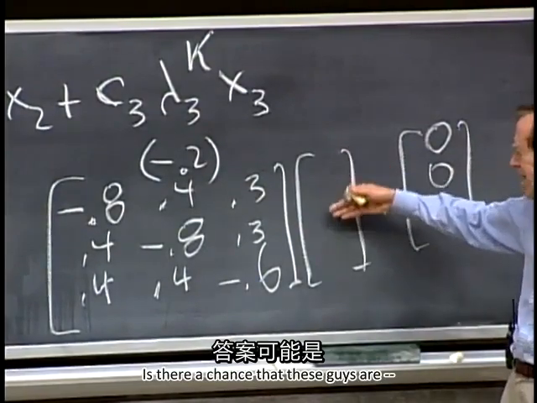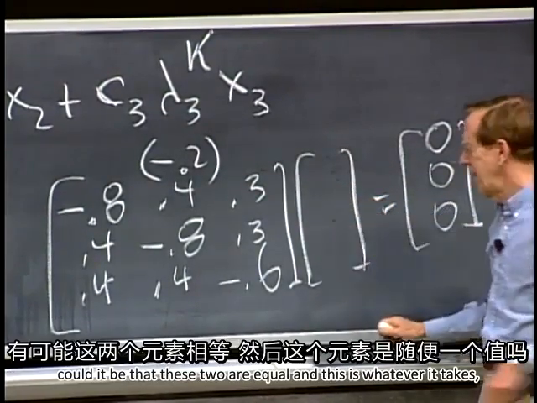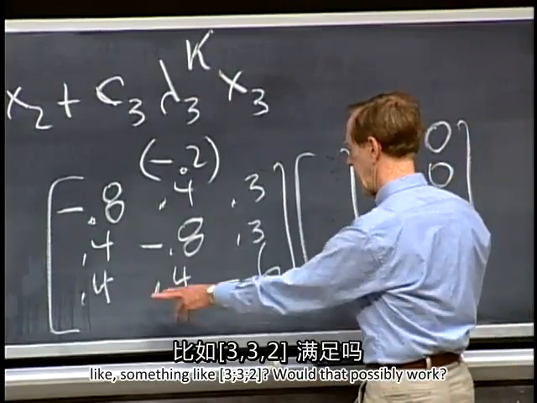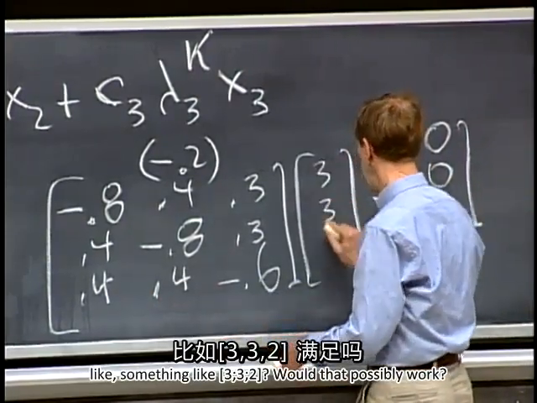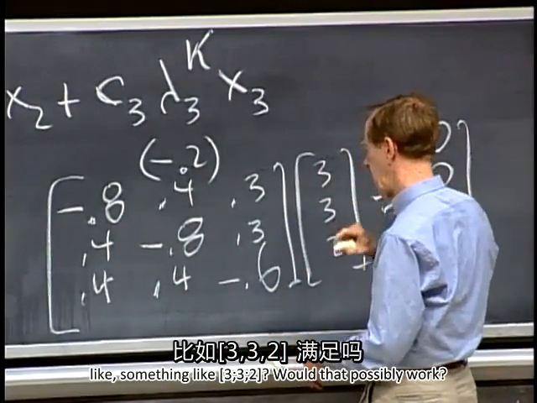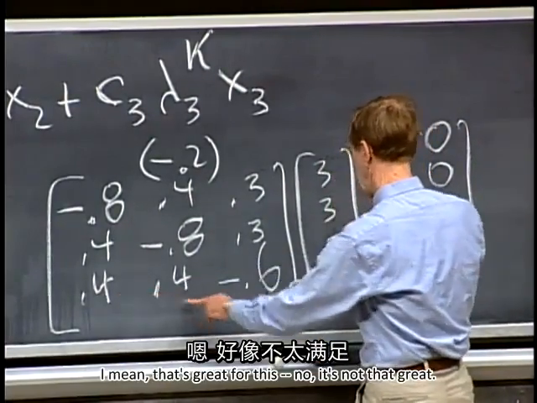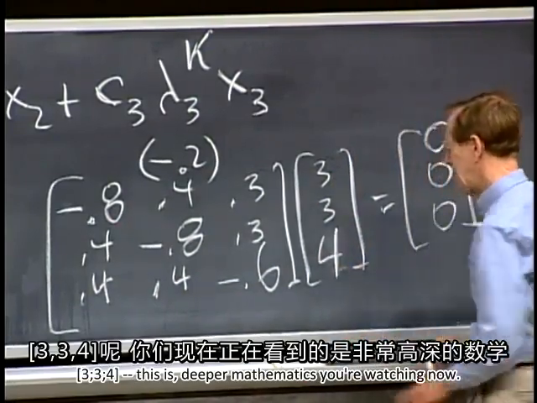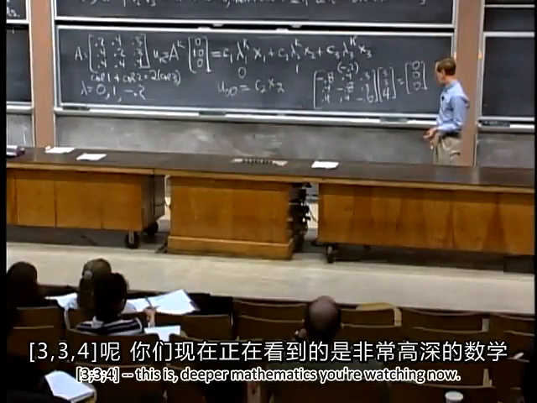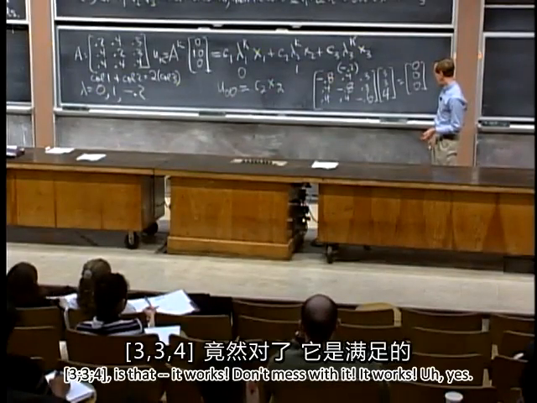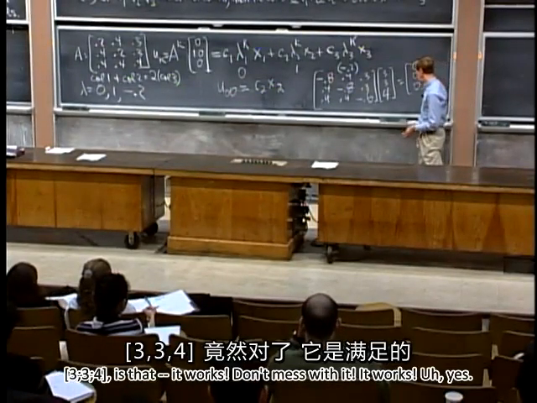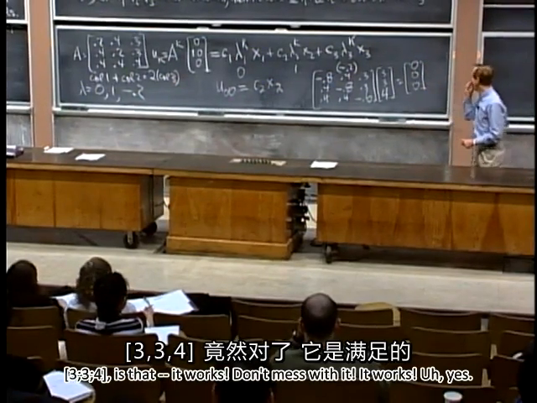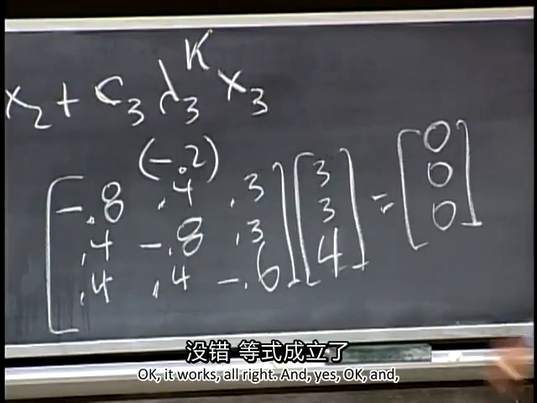Is there a chance that these two are equal and this is whatever it takes, like something like 3, 3, 2? Would that possibly work? No, it's not that great. 3, 3, 4. This is deeper mathematics you're watching now. 3, 3, 4. That works. Don't mess with it. It works.